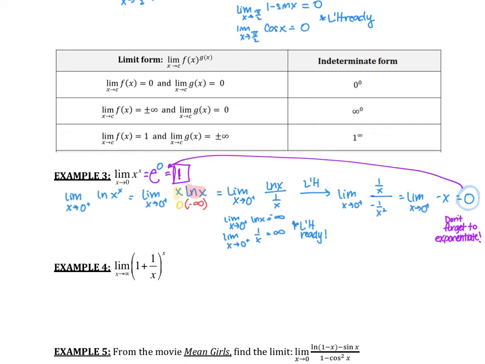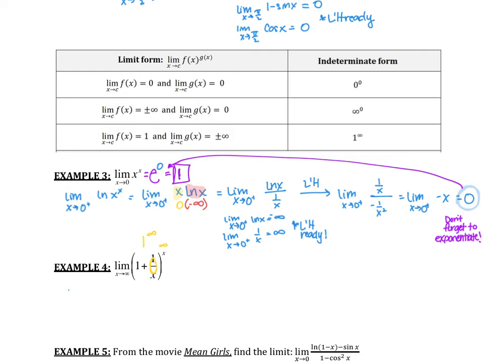Let's try another one just like it. Take the limit as x approaches infinity of 1 plus 1 over x, raised to the x power. If I substitute infinity in, I get 1 over a really big number, so this is essentially 0. So 1 plus 0 to the infinity power really leaves me with 1 to the infinity power. We know that's an indeterminate form.